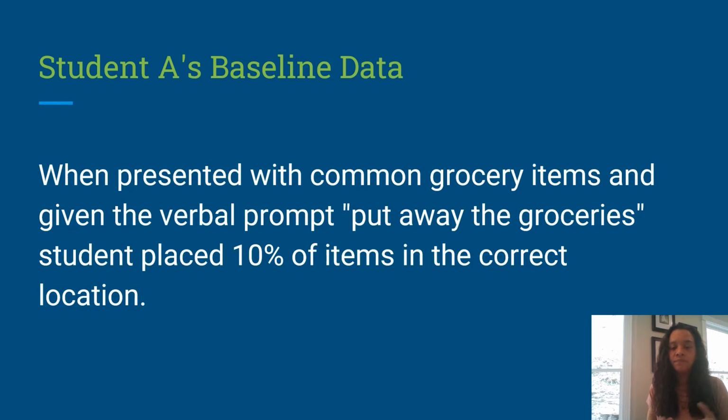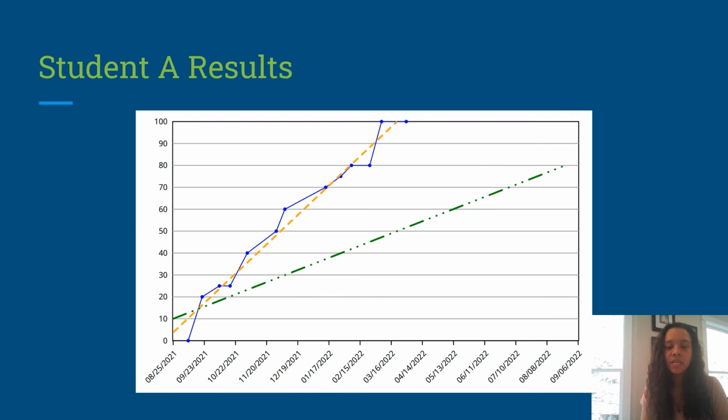And to collect data on this, I used some of the money from this grant to purchase realistic grocery items. They were toys, and that way, my fruit wouldn't go bad, vegetables wouldn't go bad. And we just put these things in front of her and then just let her go into the kitchen and put the items where they belong. So here are her results.